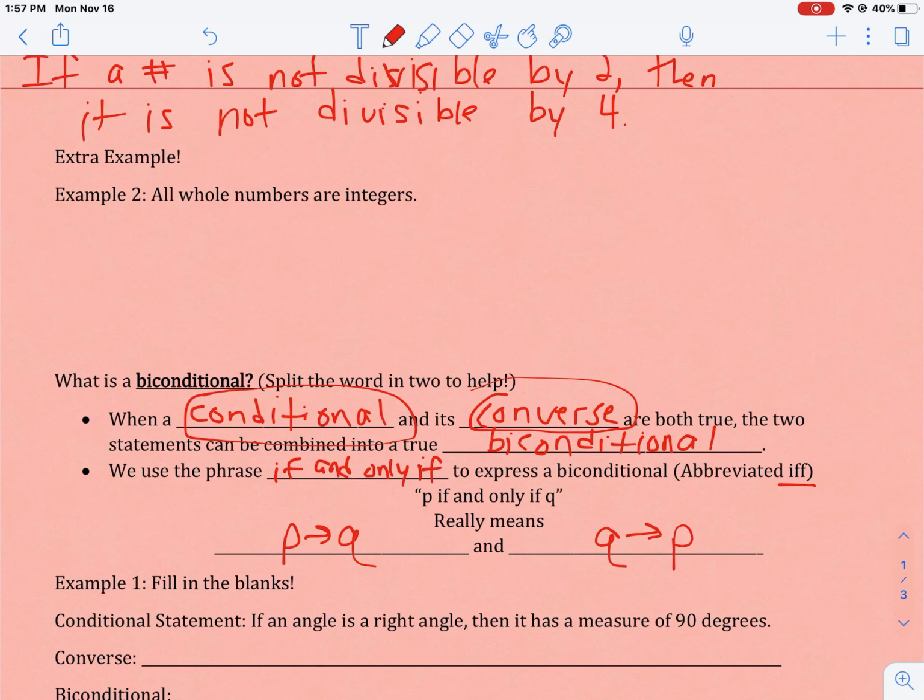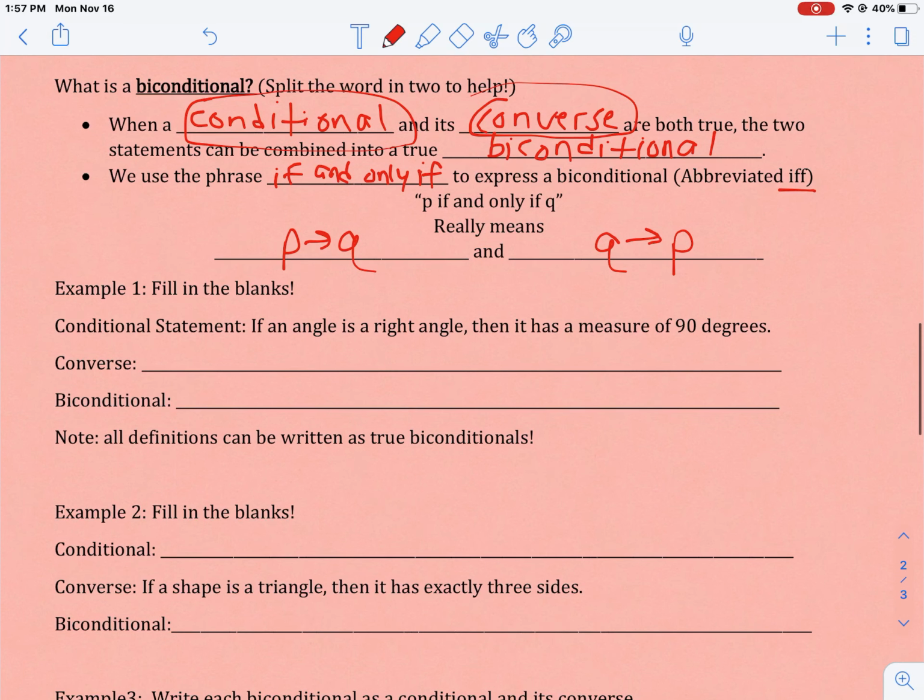So a biconditional is really an and statement between two conditionals, okay? It's really what it is. The symbol for a biconditional we'll see in a minute. So how do we parse this? First, if we're given a conditional statement, we can write the converse and the biconditional.